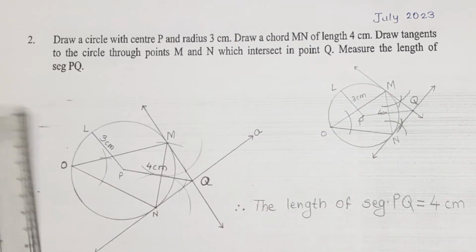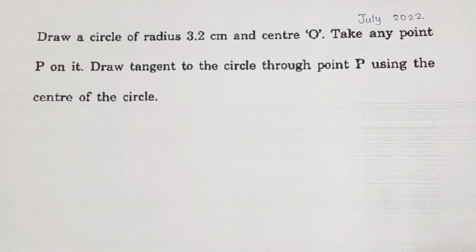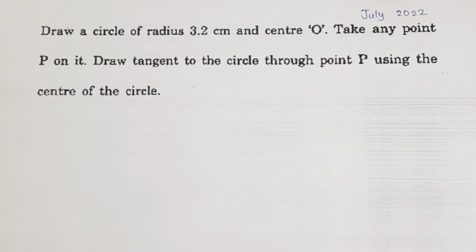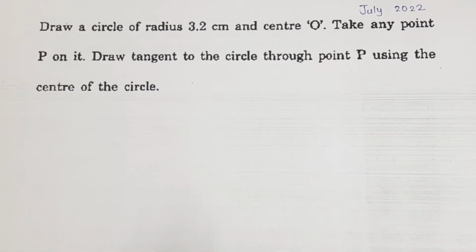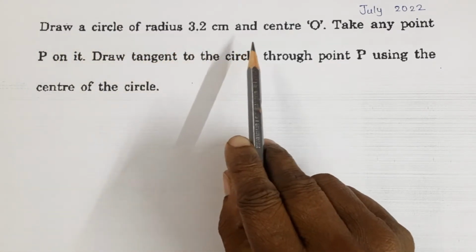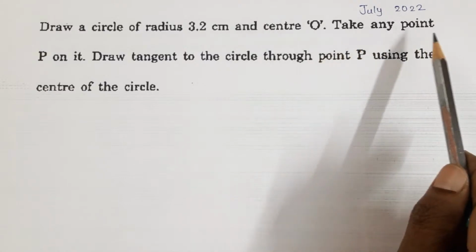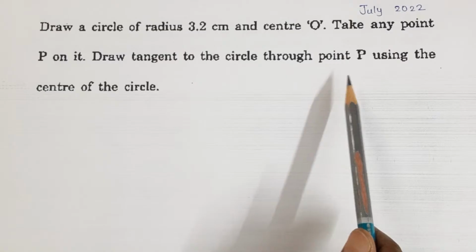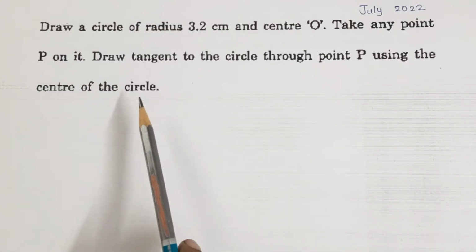Okay. So now, students, the next example is from July 2022. Okay, see what the example is. Draw a circle of radius 3.2 centimeter and center O. Take any point P on it. Draw a tangent to the circle through point P using the center of the circle.